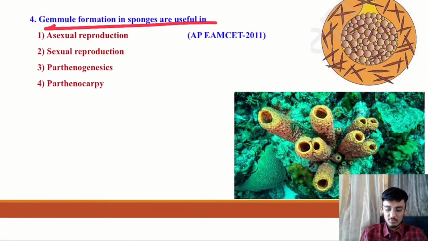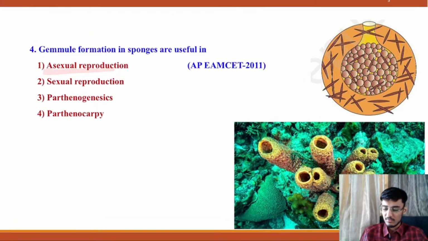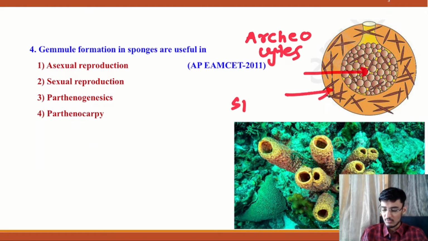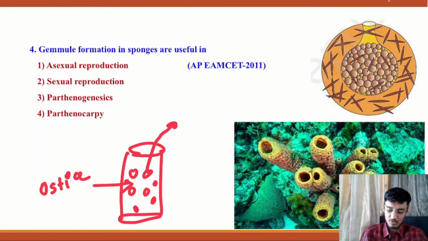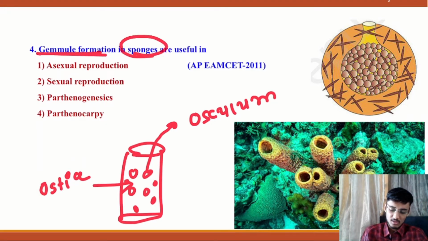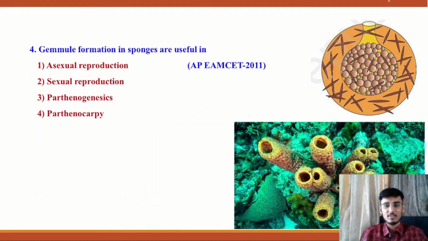Gemmule formation in sponges is useful for, a very easy question, asexual reproduction. You can see the figure. This is called archaeocytes, and this one is called spicules. You can see the figure of the sponge. The outer surface has pores, called ostia. The transport of water and excretion is through the osculum. But gemmule formation occurs in sponges, and this is called asexual reproduction.